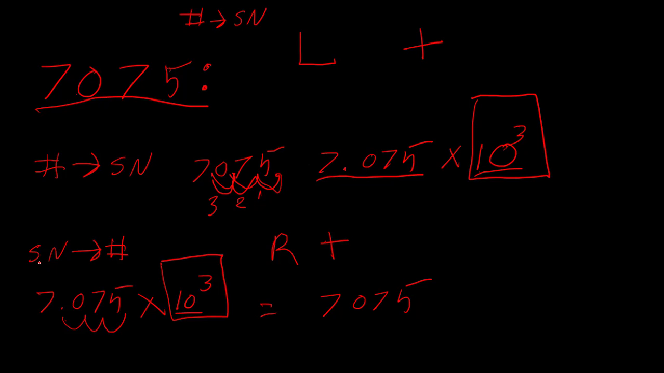So here we go from scientific notation to a number. So right would be positive. So we move the decimal 1, 2, 3 times in increments of 10 and bring it back to its original number.